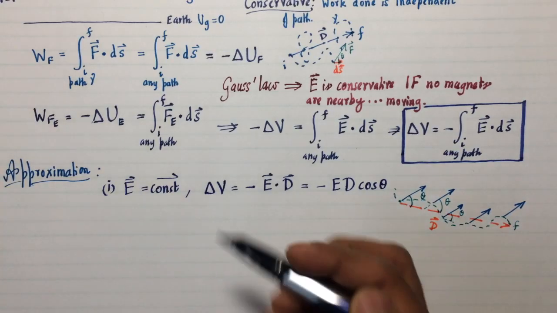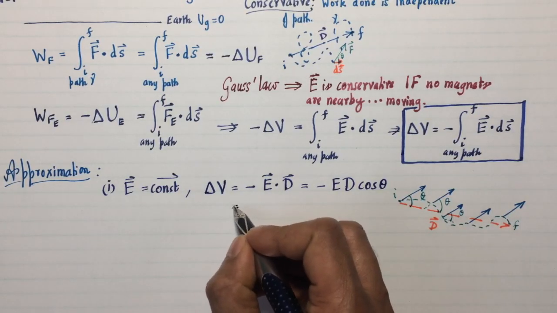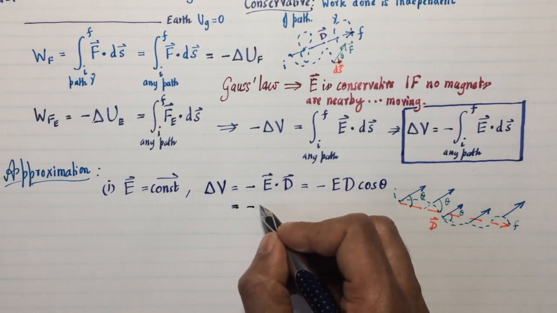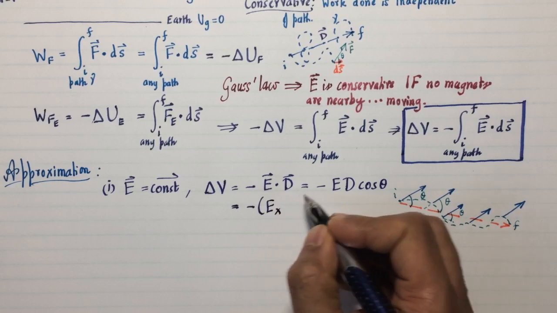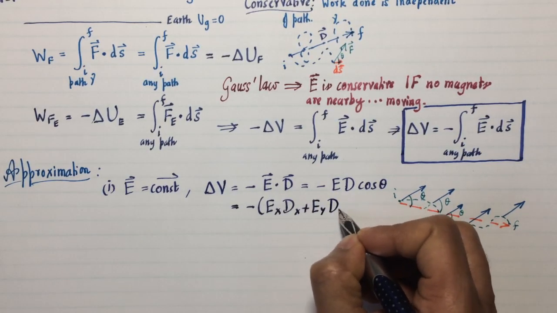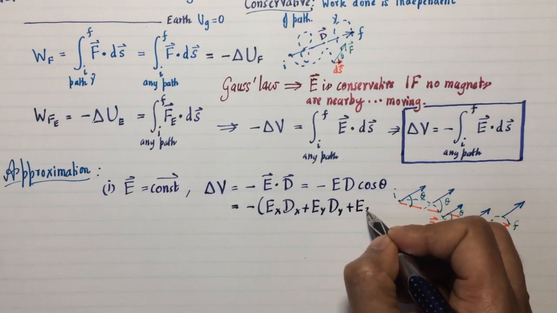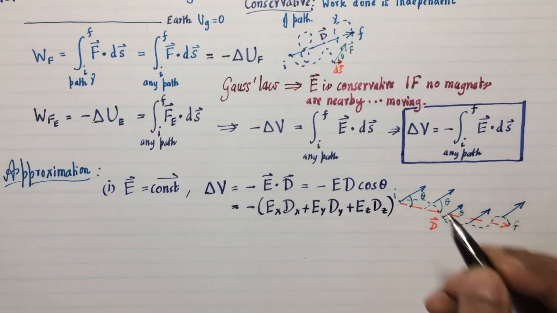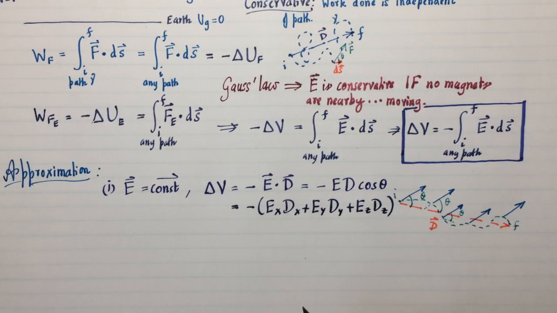Now, by the way, in applications, it's also useful to know how to do this in Cartesian coordinates, and that would be E sub x times d sub x plus E sub y times d sub y plus E sub z times d sub z. So you break it up into x, y, and z components.